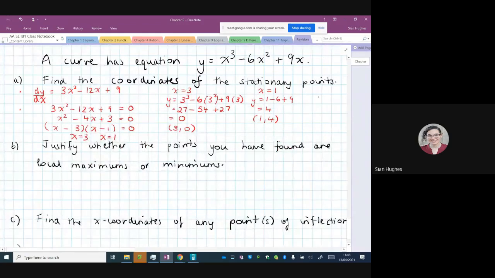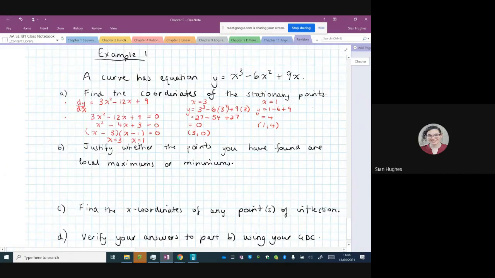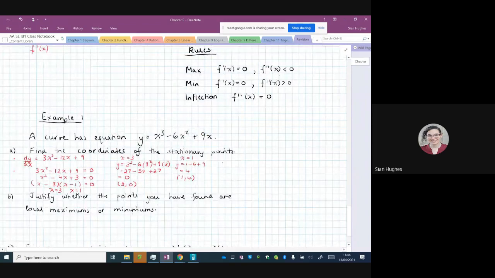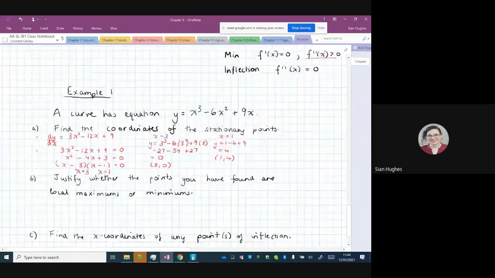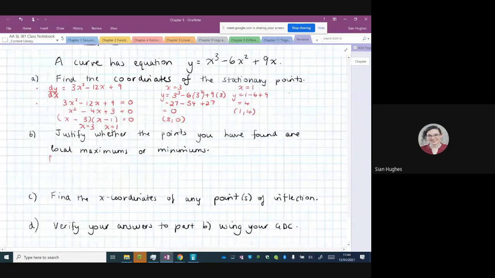Part B then says justify whether the points you have found are local maximums or minimums. And this is where the second part of that rule comes in. This is where we're interested in the second derivative. There is also a first derivative test that you can do, but it's usually a bit more time consuming. So the second derivative test is normally the quickest one, because from these coordinates, I don't know which of them is a maximum and which is a minimum. So what we can do is find the second derivative.